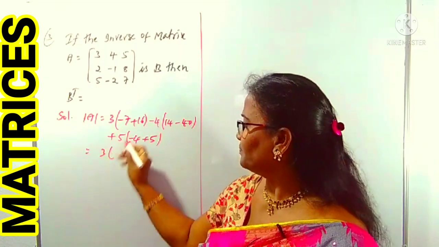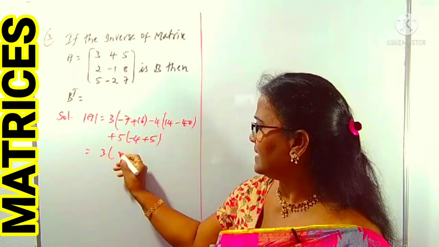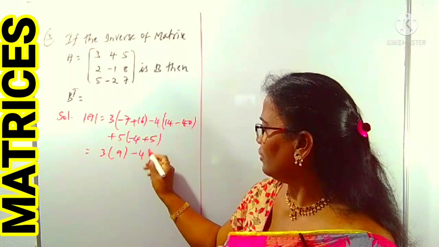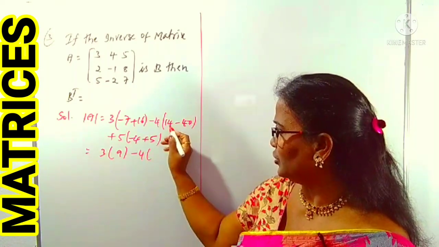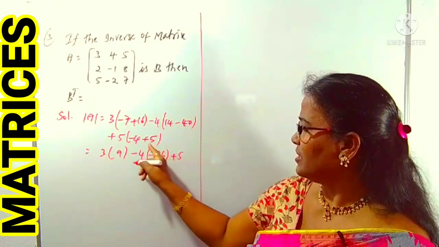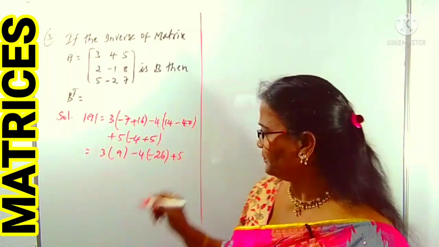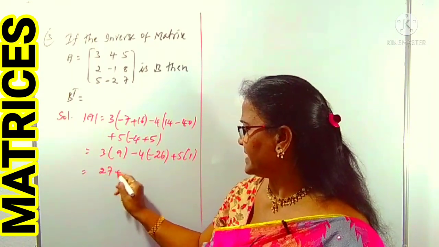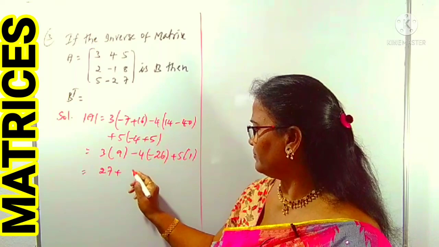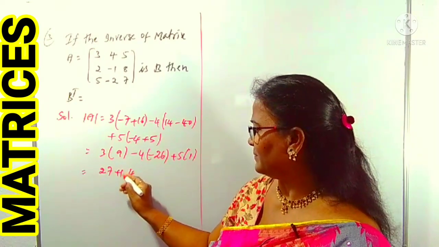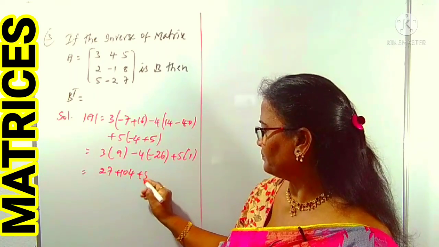That is 3 into minus 7 plus 16, that is 16 minus 7 is 9. Minus 4 of 14 minus 40 is minus 26. Plus 5 of 5 minus 4 is 1. Now this is 9 3 is 27 plus 4 6 is 24, 4 2 is 8, plus 2 is 10, plus 5.